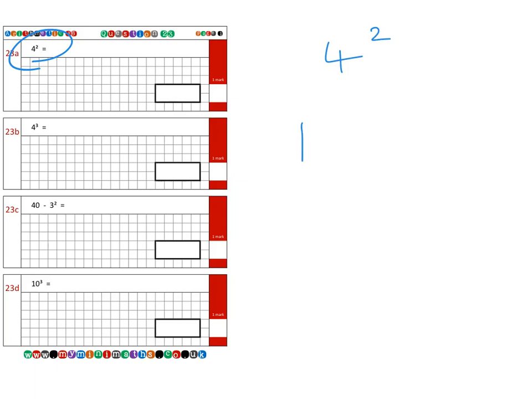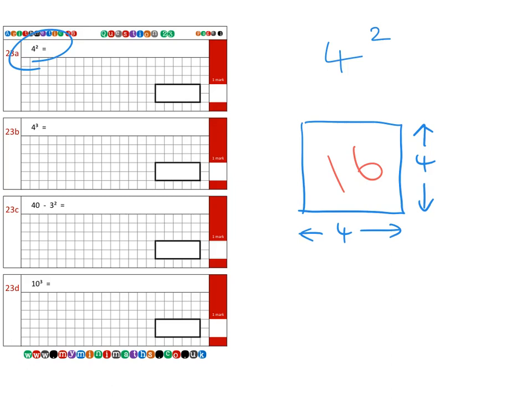So if we take a square, and we know from a square that the length of the sides are all the same, and we can take from this, we have 4 lots of 4 for a final answer of 16. And don't forget, 16 is a square number. And that's something you also need to remember.